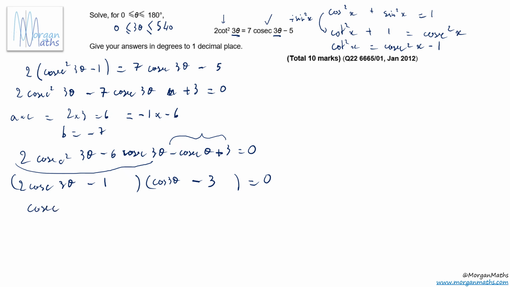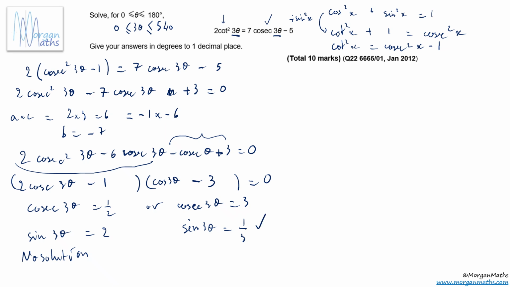So the two possibilities are cosec 3 theta is going to be a half, or cosec 3 theta is going to be 3. And at this stage, we need to remember that cosec 3 theta is 1 over sine 3 theta. So I'm going to take the reciprocal of both sides, giving me sine 3 theta equals 2, where this has no solution. And I write it for the examiner. And on the other side, this gives me that sine 3 theta equals a third. So that one will give me some solutions.